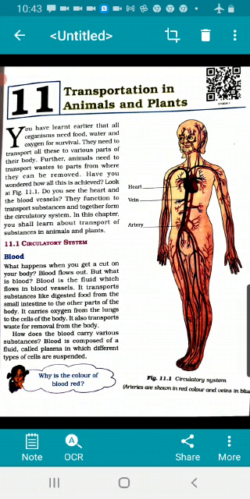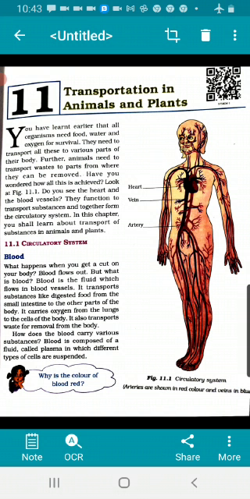Now, the next one is white blood cells. The white blood cells are irregular in shape. They do not contain hemoglobin. They are bigger than RBC, but they are few in number. Now, their main function is they fight against the germs that may enter our body.